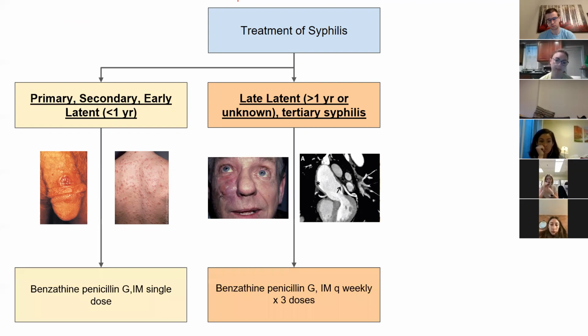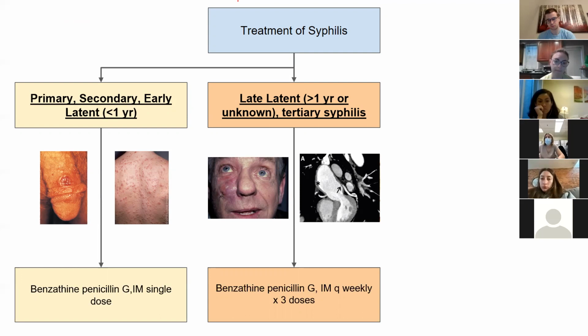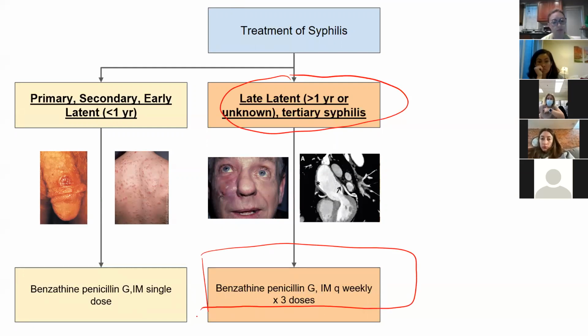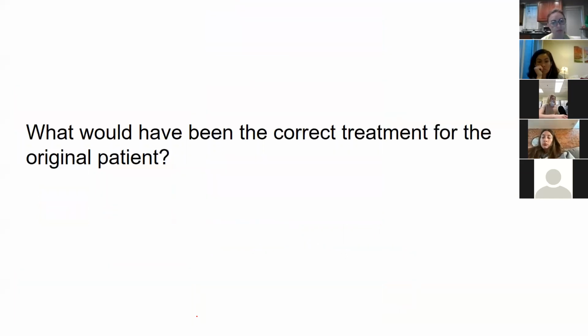So if you have primary, secondary, or early latent, you do just 1 dose of penicillin. And if you have late latent, which is having syphilis for greater than 1 year, or you have tertiary syphilis, you do IM penicillin weekly for 3 doses. So in this case, we don't know. Like he said, he's never had a chancre before. We really have no idea. So we have to put this patient into the late latent category, and we give him penicillin G weekly for 3 doses. I'm running out of time because I usually stop at 35.